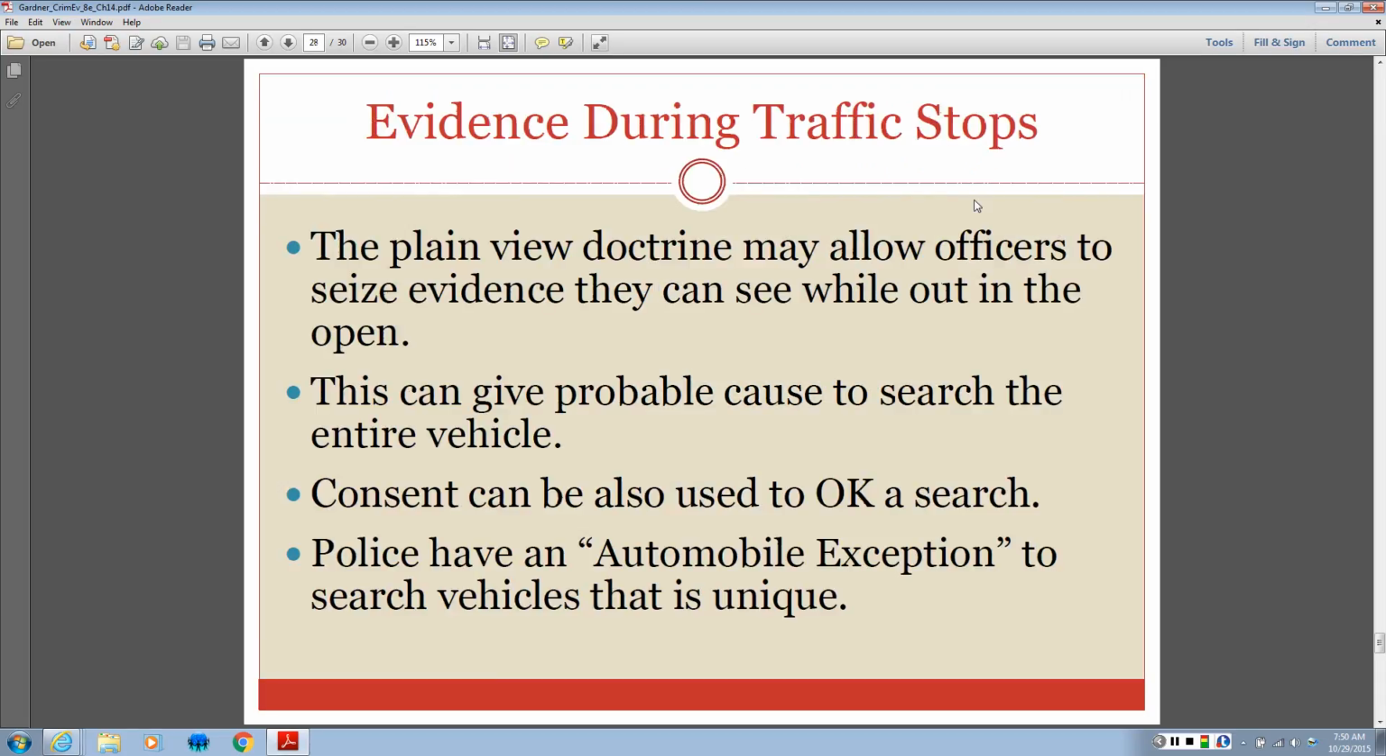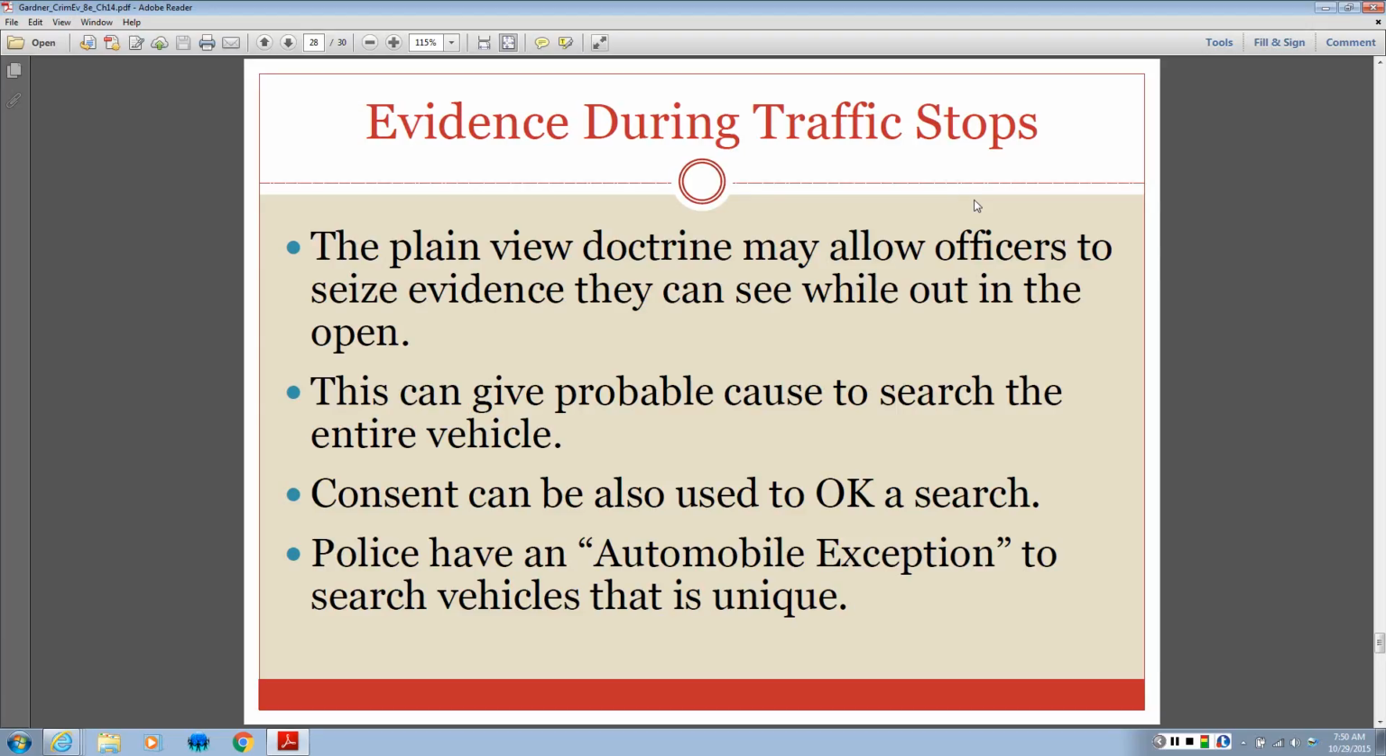All right, evidence during traffic stops. Understand that if you see something in plain view from a location where you have a legal right to be, then that evidence may be seized, and that would give you the probable cause to continue that search. You can also get consent. I don't know how many times I've asked people, do you care if I look in your car? And most of the time people say, no, go right ahead, I don't have anything in there. I have had a few people say, yeah, you can look in it, and then they give me consent, and when I go in there, I find their baggie of weed, and they say, oh, I forgot I had that. So just keep that in mind.